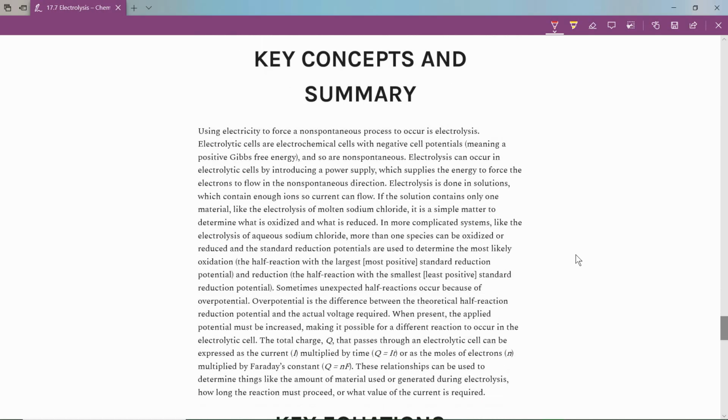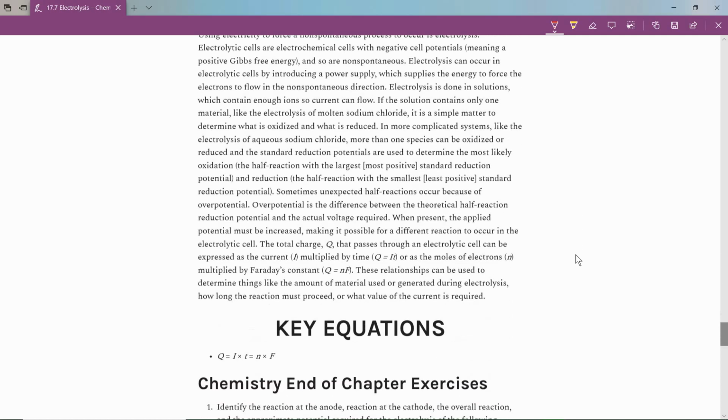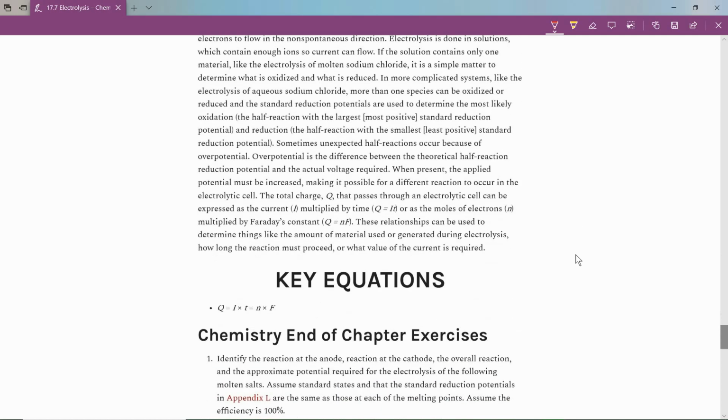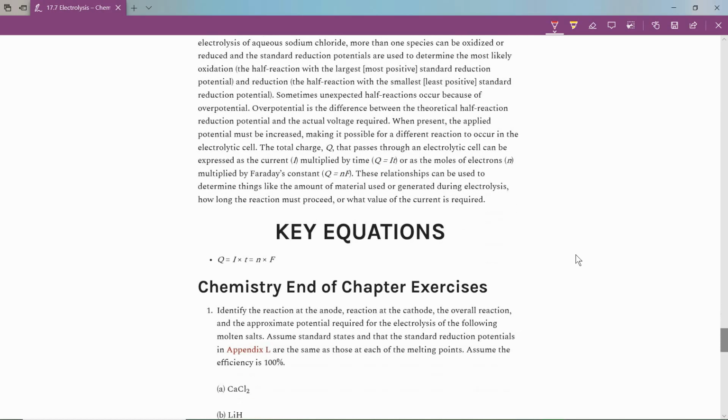Electrolysis is done in solutions, which must have enough ions so current can flow. If you don't, then current stops. Okay, I don't have to read all of this. Overpotential, we won't get to that. Then we had some key equations here. Q equals I t equals n times F.